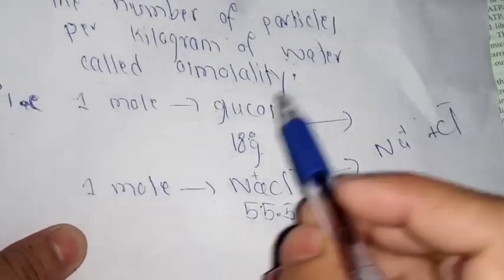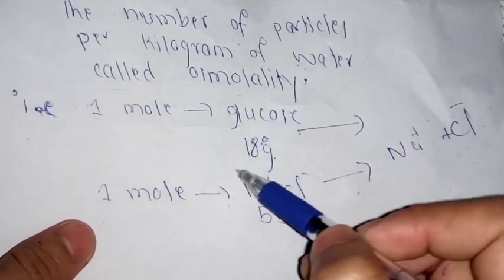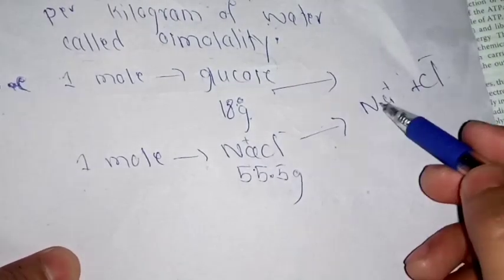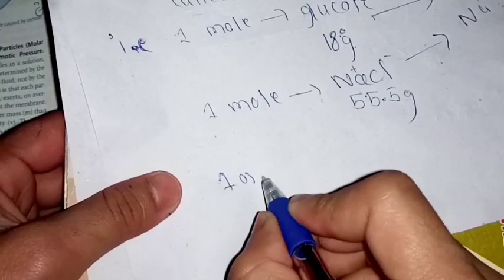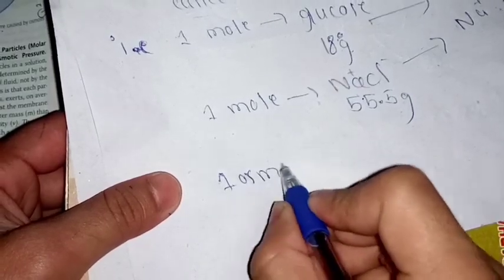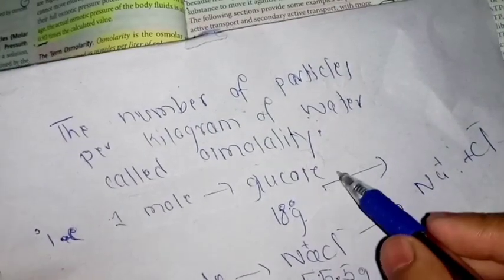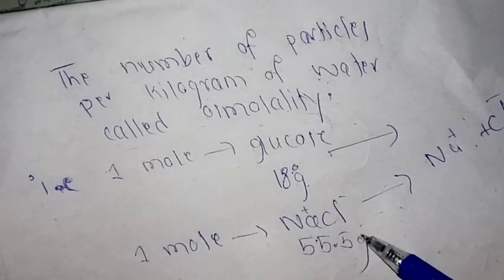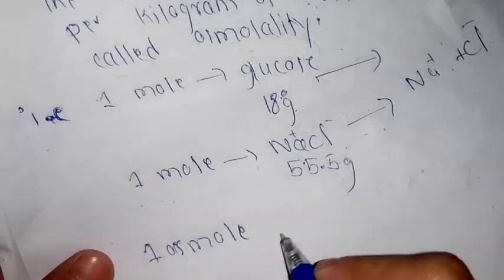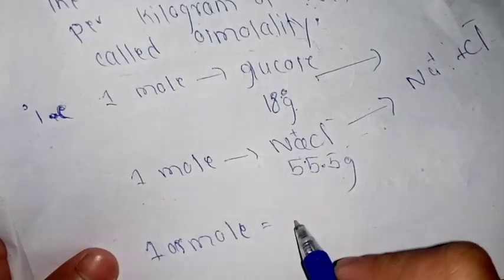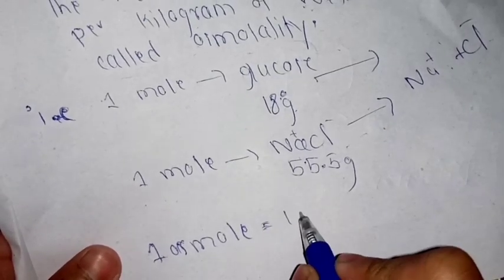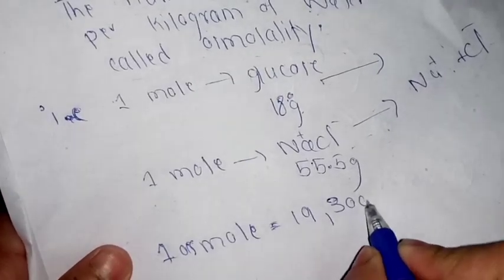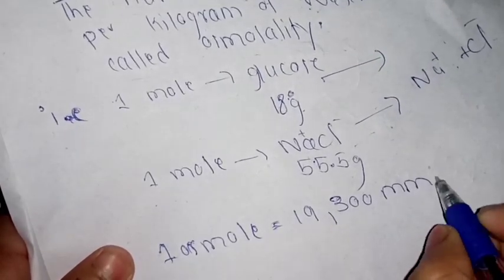Osmolality will be 2. So it doesn't depend on the size of the molecule, but osmolality depends on the number of particles in a solution. Suppose 1 osmol. The osmolality of this glucose solution will be 1 osmol, and the osmolality of this sodium chloride solution will be 2 osmol. So 1 osmol in our body is equal to how many? This is equal to 19,300 millimeter of mercury pressure.